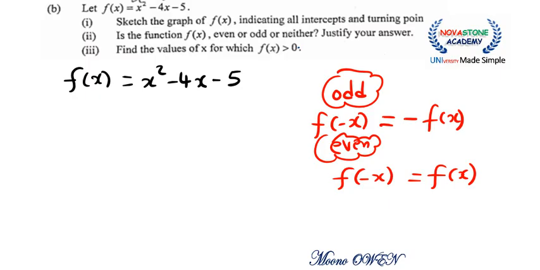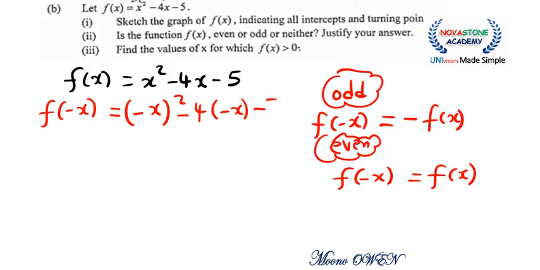Now after stating that, let's solve. Let's first try to check if it's odd. If it's odd, we're saying f of negative x will be equal to, what it means is that wherever there is x, we're going to be replacing negative x. So therefore I'm going to have negative x squared, minus 4 negative x minus 5. Now negative x squared is just x squared. Negative 4 multiplied by negative x gives me positive 4x minus 5.